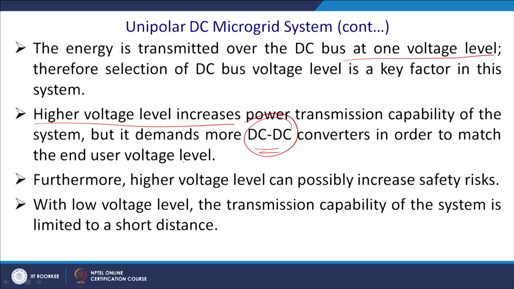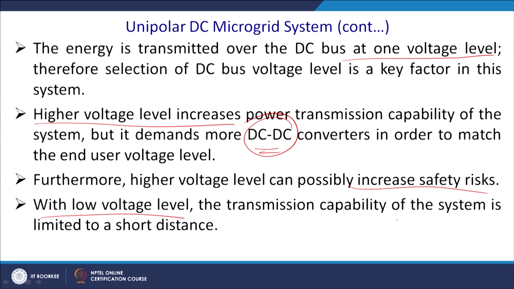Furthermore, a higher voltage level can possibly increase the safety risk. One can get a shock, and insulation has to be proper, so those issues are also there. For example, in the USA they handle more current, even though they anticipate more loss. They say you design the motor better, but we are going to send power at 110 volt instead of 220 volts, so that you do not get a shock, or that the shock will be less severe. With a low voltage level, the transmission capability of the system is limited to short distances.